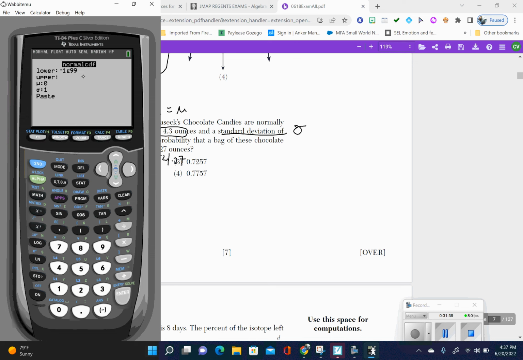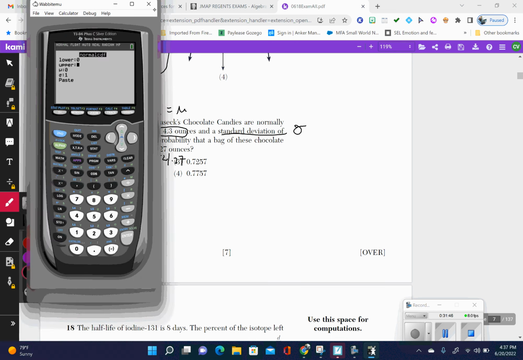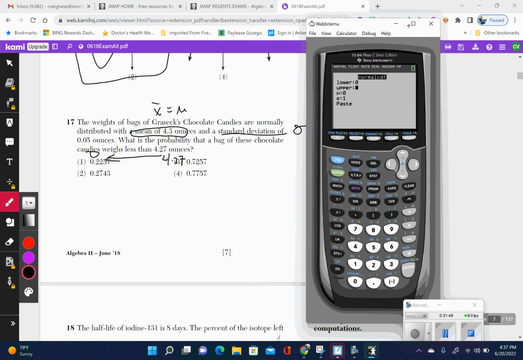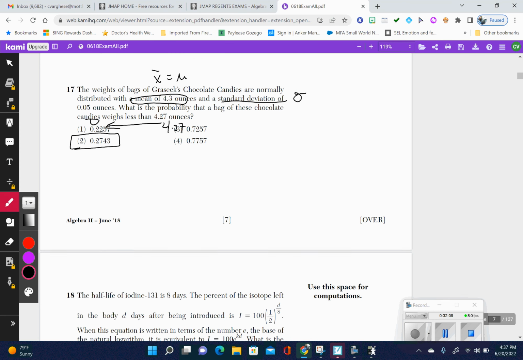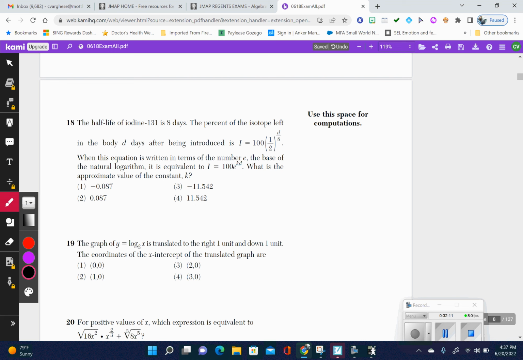Here, lower, you could leave it like that, or you could just go ahead and put in the 0. Upper, we said that the upper is going to be 4.27. The mean, it tells us, is 4.3, so you plug that in, and then the standard deviation is 0.05. So 0.05, and you just hit a whole bunch of enters until it gives you an answer, 0.274, which is choice 2. Okay.